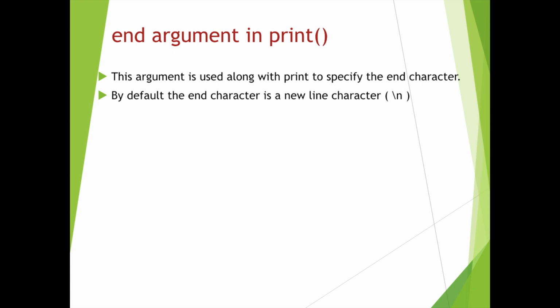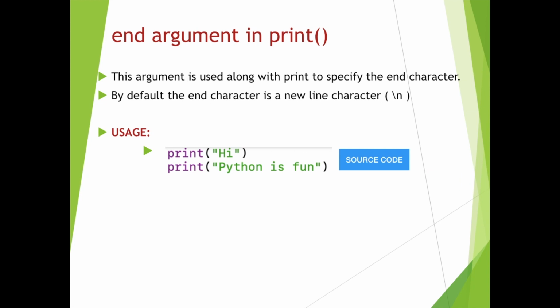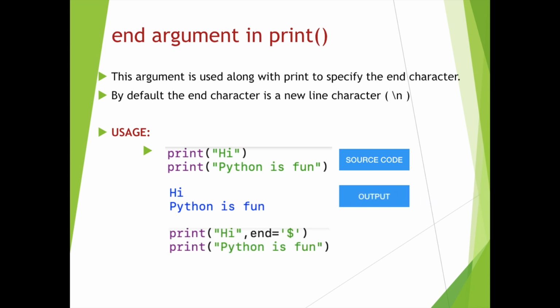You should know that for giving a new line character, we use \n. I'll be showing it to you practically. So how is it used? If I write print, Python is fun, this is the source code. Source code means the programming code which we write in Python, and this is the output. Now if I write after hi a comma and end equals to $, then what will happen? Instead of coming in the next line, in the output you will see that $ will come.